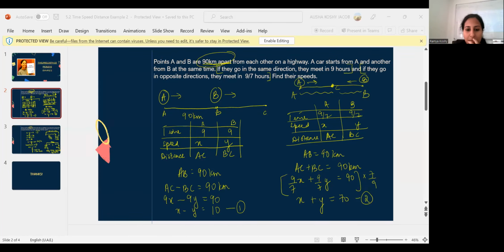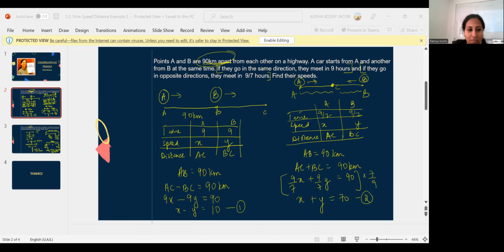Ma'am, for this, can you please explain how to form the equation once? Okay, sure. I was just waiting in case anyone asked questions so I can discuss accordingly. Over here, in this type of question, okay.